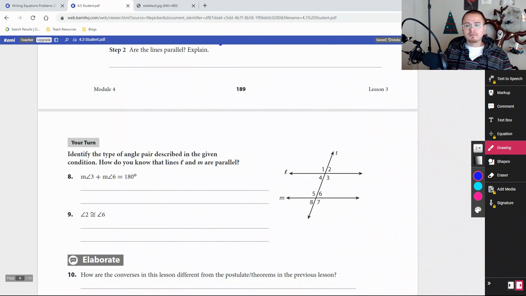Your turn. Try these on your own, please, but I will drop some knowledge. So I'm looking at angle 3. I'm looking at angle 6. Look at that. Same side interior angles, right? You know they're supplementary. Same side interior angles. 2 and 6.